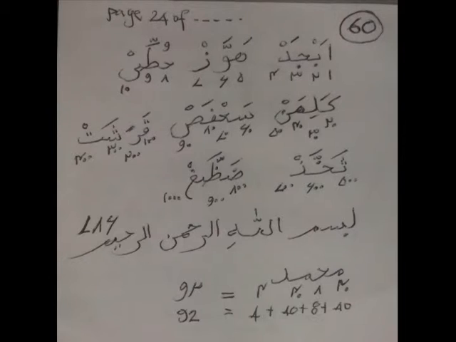And the ha, what is the ha there? You can have a look there. The ha is 8. And meem is again 40. And the dal, what is the dal? 4. So when you add that together, you have 40 and 40, that's 80, and 8, and then 4, that's 92. So that is actually how they use it.